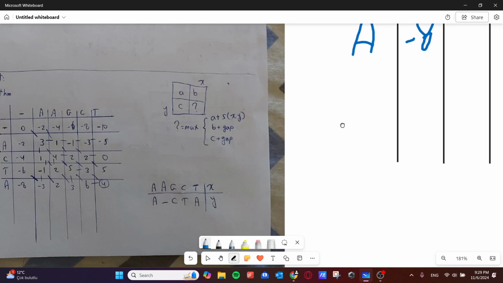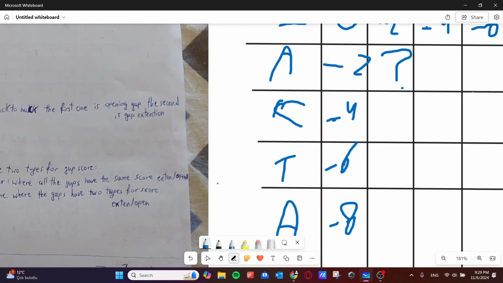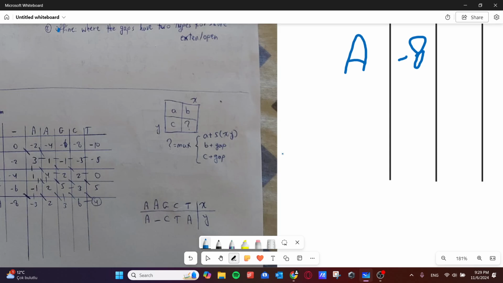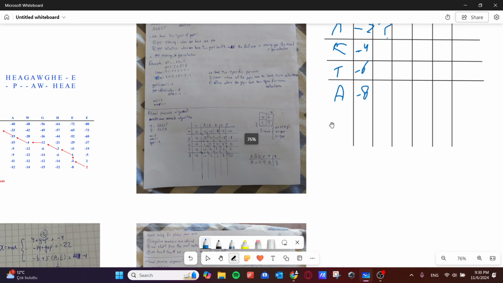To find the question mark, in this case, we have to find the max of these. From the above, we sum B with the gap score, and C with the gap score, and the diagonal with the alignment of X and Y. I'll explain how.